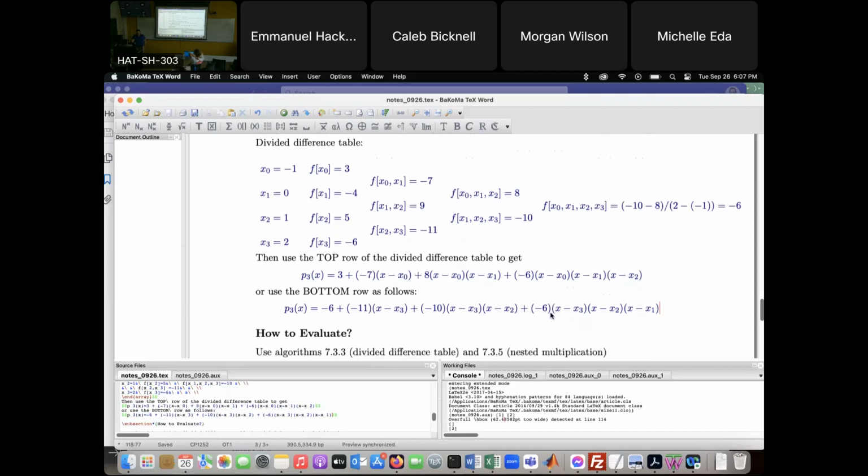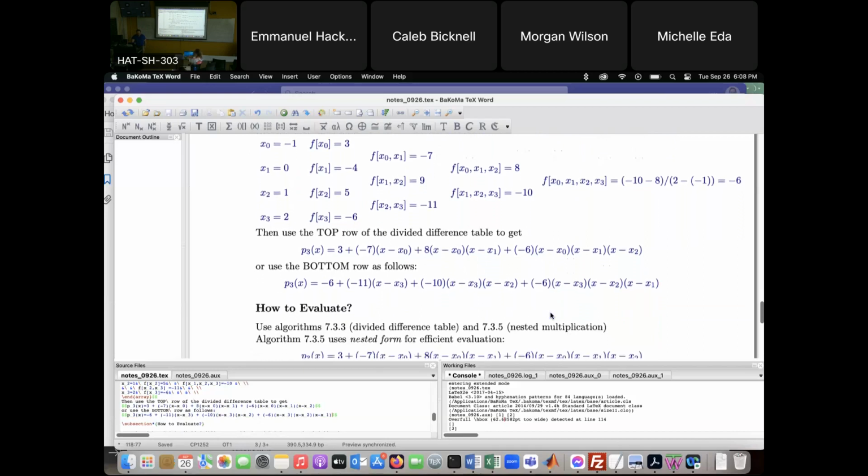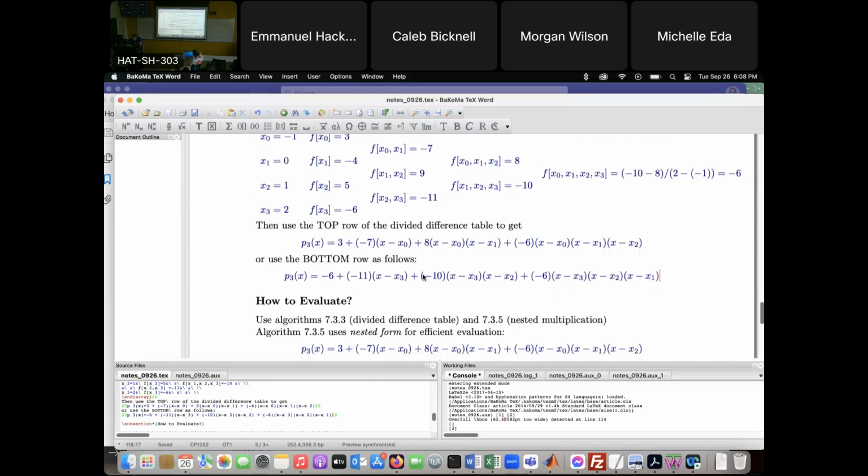Now, once you have a Newton form, we want to be able to evaluate it efficiently, because this was an issue with Lagrange interpolation. Lagrange form is tedious and computationally expensive to evaluate, and that's why barycentric interpolation was developed. It turns out the Newton form is more efficient to evaluate if you go about it carefully.